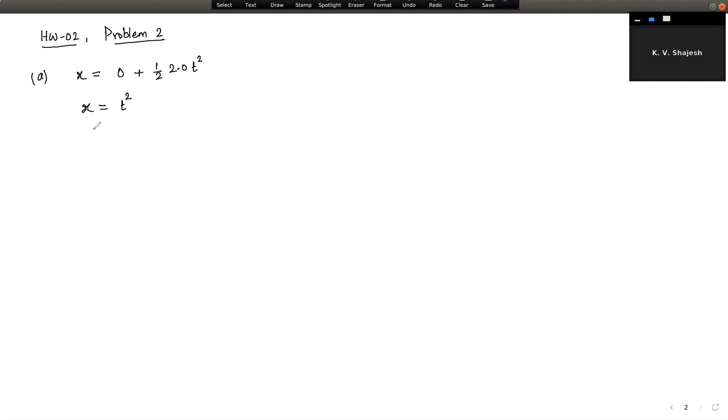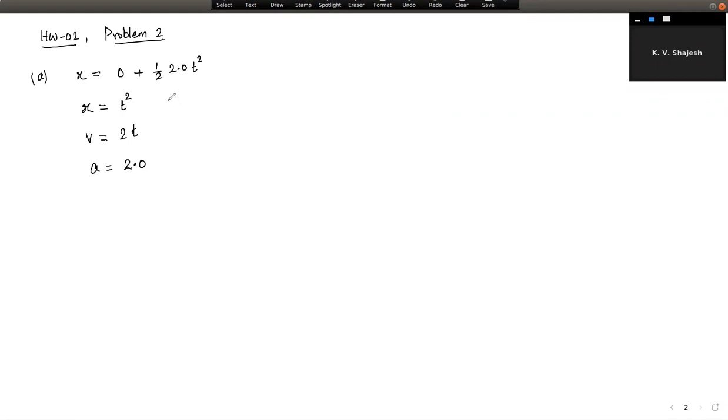I can immediately think of velocity. Velocity will be the derivative of this, so that's 2 times t. And acceleration is equal to the derivative of velocity, so that's just 2. And since we had 2 sig digits there, this should be 2.0. At this point, I can say this is meters per second square.